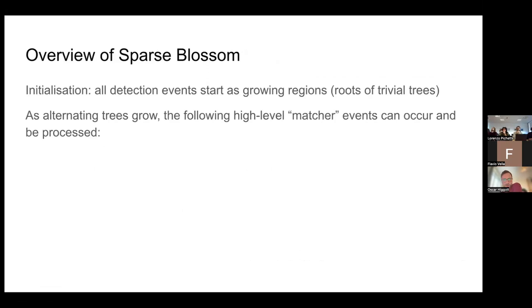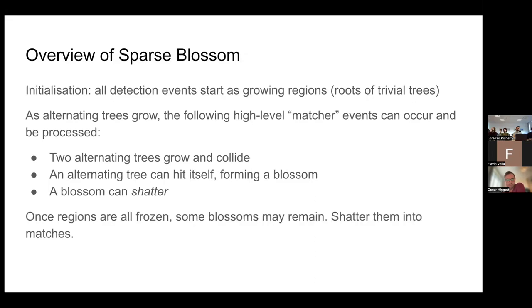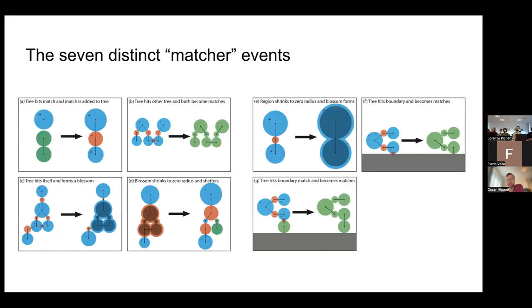And I'll give some examples of those in a minute. So yes, we initialize all the detection events. And then there are these different high level events that can occur. So two alternating trees can grow and collide. An alternating tree can hit itself, forming what's called a blossom. So an alternating tree can form essentially a cycle called a blossom. And these blossoms can shatter, which I'll show in a minute. And essentially this continues until everything is frozen and then I can extract a solution.